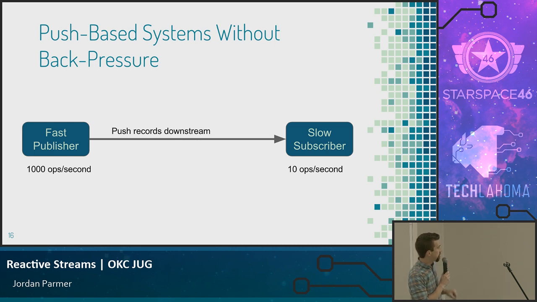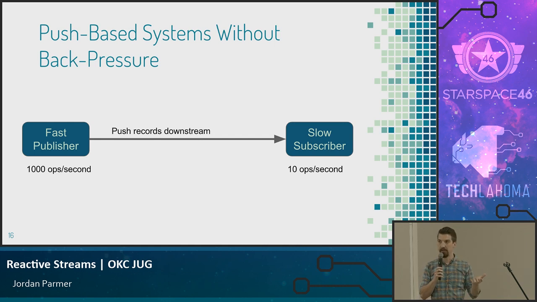Let's say you have a fast publisher, or I should say faster publisher, because what defines fast? Let's say it does 1,000 operations a second, and it's pushing records downstream. Now let's say you run into this issue where you have a slow subscriber, so it can only process 10 operations a second. So you've got a bit of an issue there because you have something that's pushing records faster than you consume them.